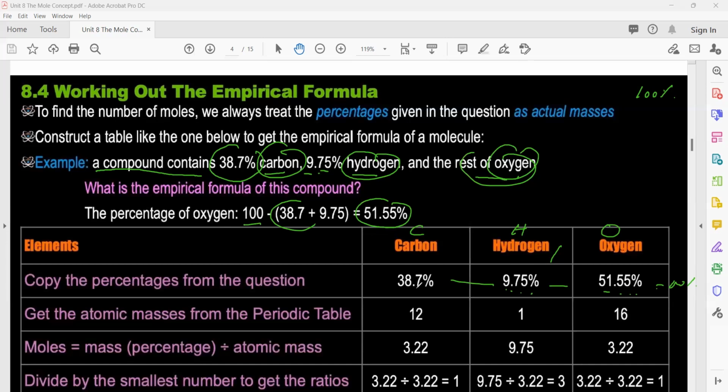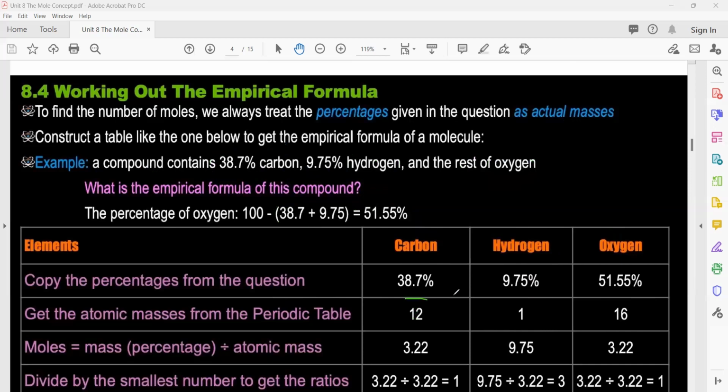And how do you find the moles? For example, this number, the percentage or mass, divided by AR. If you see the periodic table, what is AR of carbon? 12. What is AR of hydrogen? 1. What is oxygen? 16. So now the second step, you will divide them with their AR, meaning relative atomic mass.